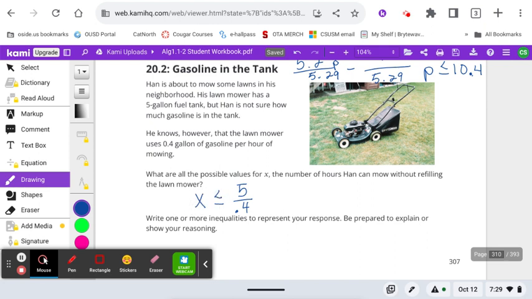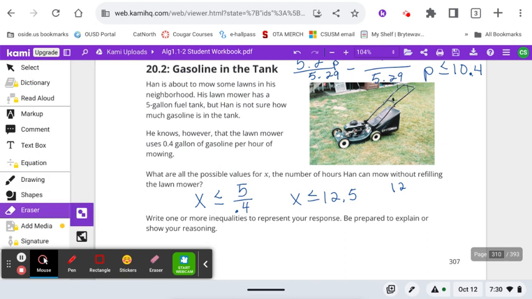X has to be less than that. So if you divide 5, grab your calculators, divided by 0.4, we would get 12.5. And so if the tank is completely full, he can mow for at most 12.5 hours. That's right, at most. Like the maximum.